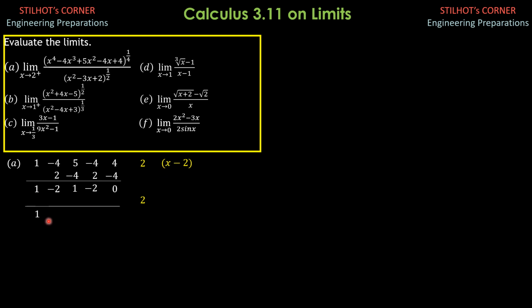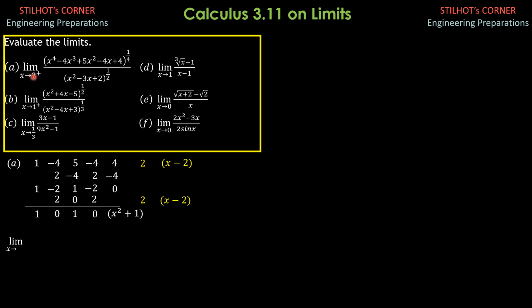Bring down 1. So 2 times 1 is 2. Add 0. 2 times 0 is 0. Add 1. 2 times 1, 2. And this is 0. So the meaning of this is x squared plus 0x plus 1. So x squared plus 1. We have x minus 2 as factor, and we have x minus 2 quantity squared, and the other factor will be x squared plus 1. The denominator, that's just x minus 2 and x minus 1.